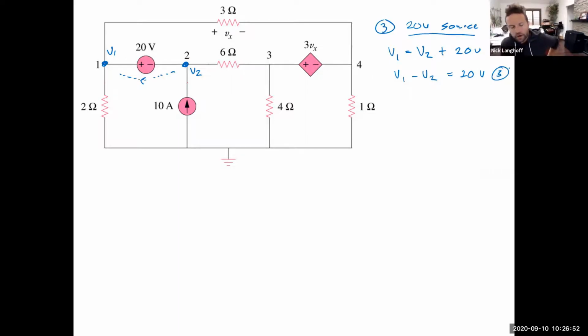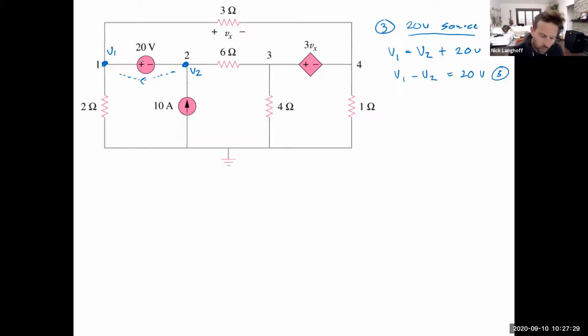If you wanted, you could go directly to writing that equation. You could look at this and say, oh, V1 is on the positive terminal side, V2 is on the negative terminal side. So you could just write V1 minus V2 is equal to 20 volts. And that's your equation 3 right there. Whichever way is helpful to you. So that's one of them.